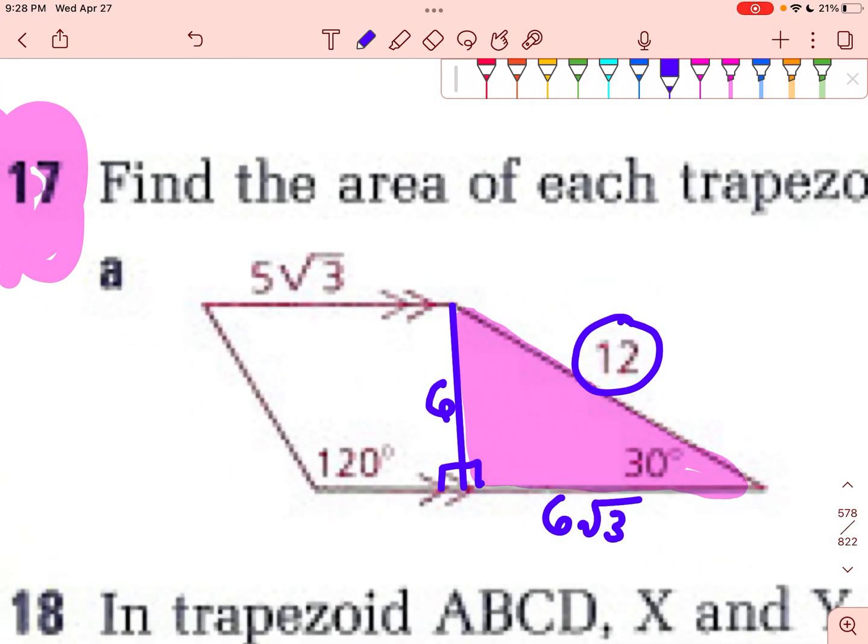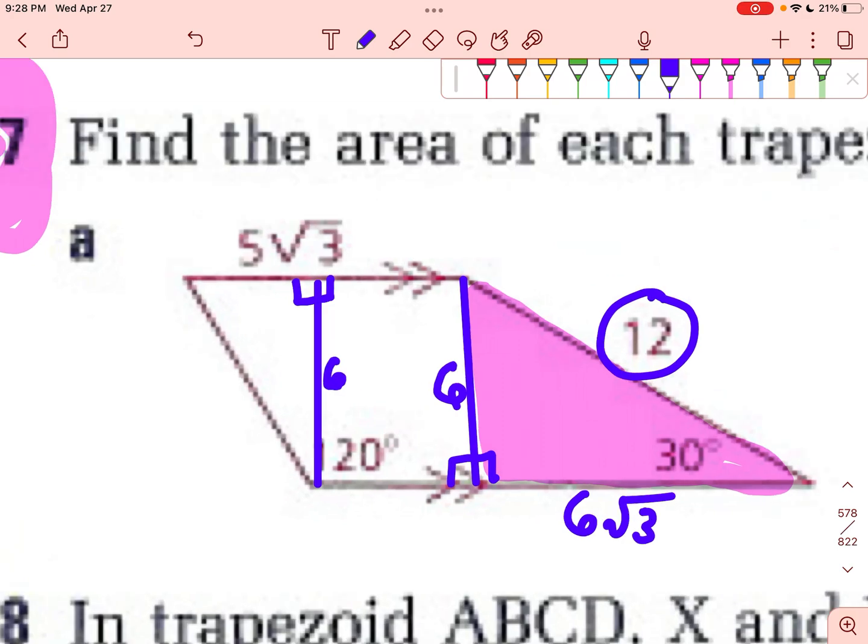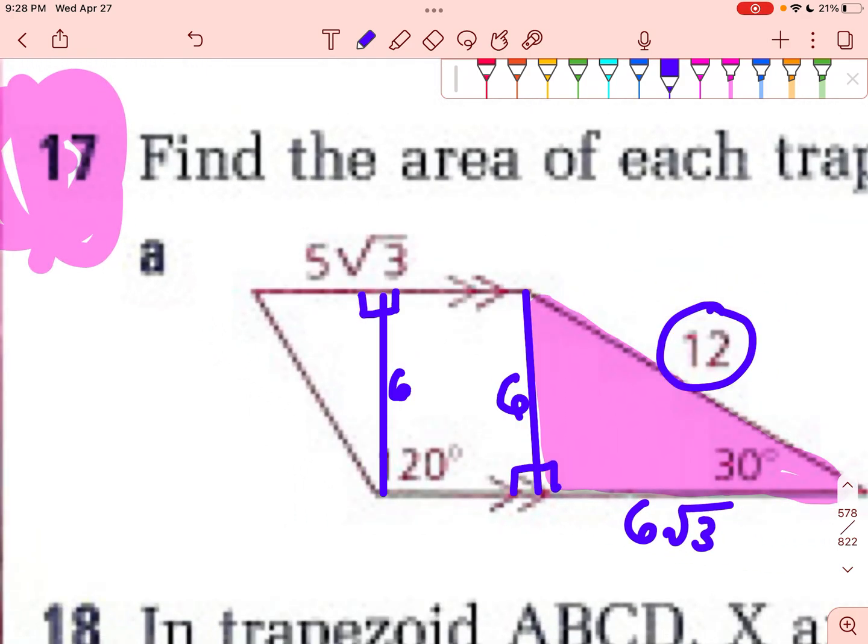I still can't find the area of this shape that they're giving me. So what I'm going to do is I'm going to drop another altitude right here, and we're going to create another right angle. Now again, this is 6 over here. And what I did is I cut this 120 degree angle there, and I created a 90 degree angle and a 30 degree angle. And so now I'm going to go ahead and work with this 30, 60, 90 triangle.